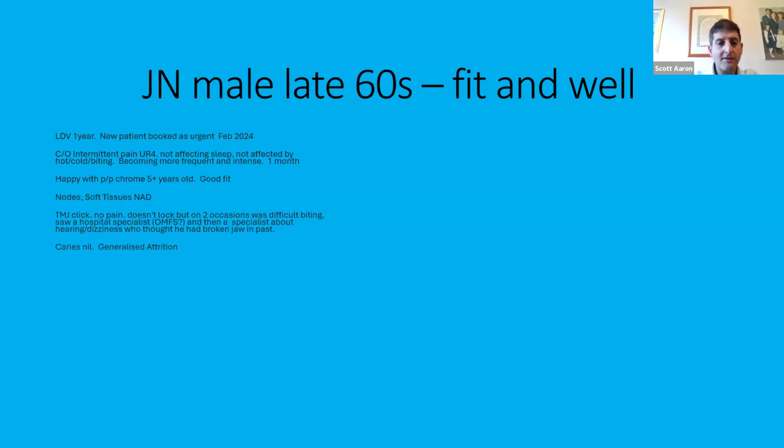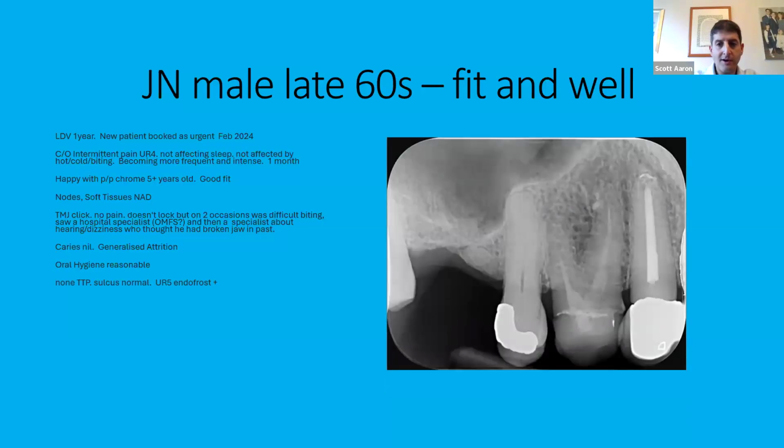No decay, generalized attrition. When I say no decay, it means no blindingly obvious decay. I haven't checked every tooth and taken bite wings and whatnot. Oral hygiene reasonable. Again, I won't have done a full BPE. Nothing's TTP. Sulcus is normal. The upper right 5 is Endofrost normal as well.